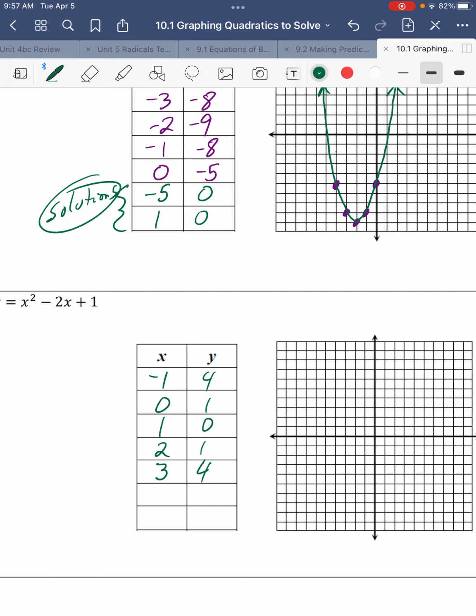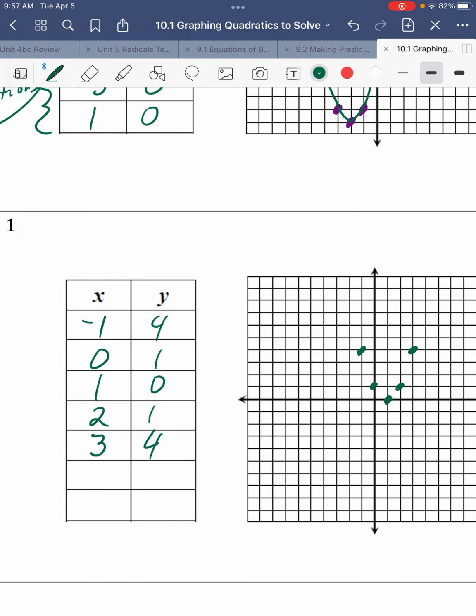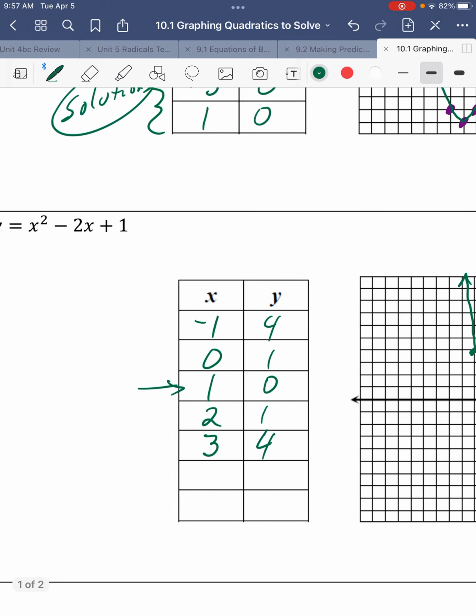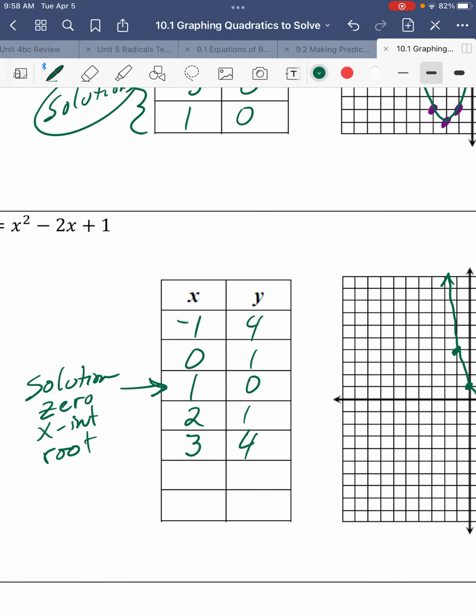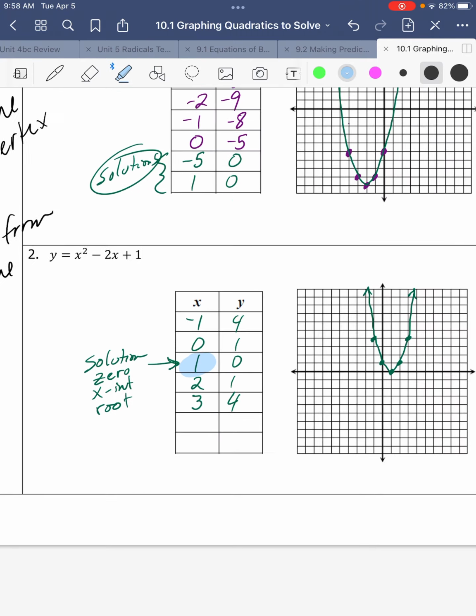So it's left 1, up 4. Left none, up 1. Right 1, 0. 2 to the right, up 1. 3 to the right, up 4. Which one is my solution, my zero, my x-intercept? Hopefully, you are saying the 1, 0. This is your solution, your x-intercept. This is also known as a zero, and it's also known as a root. So that is your solution there.